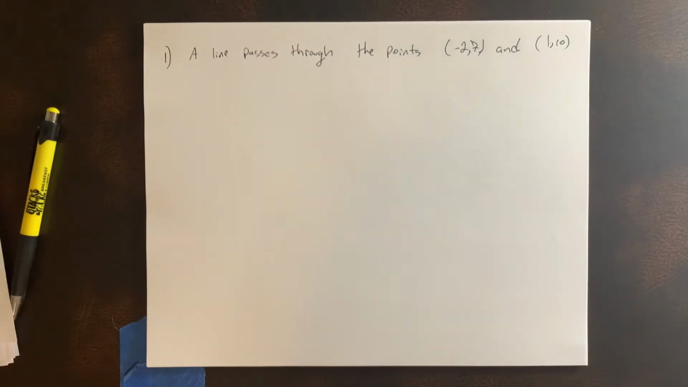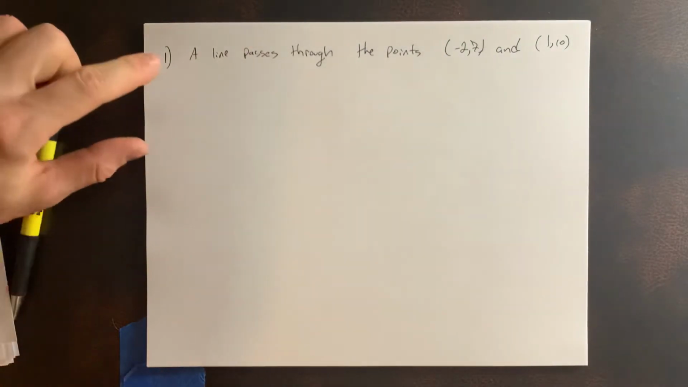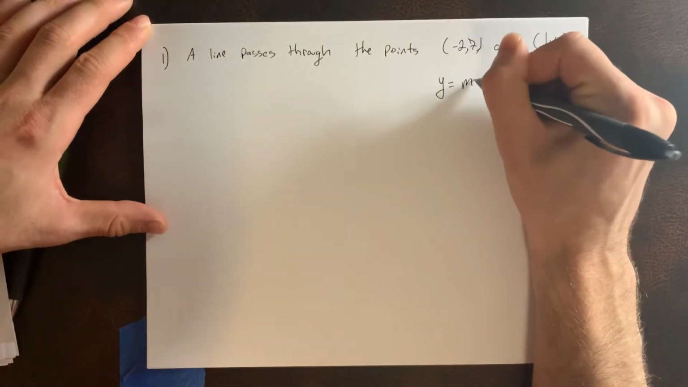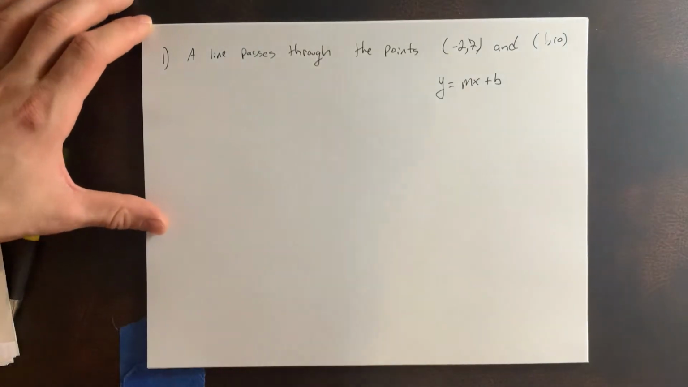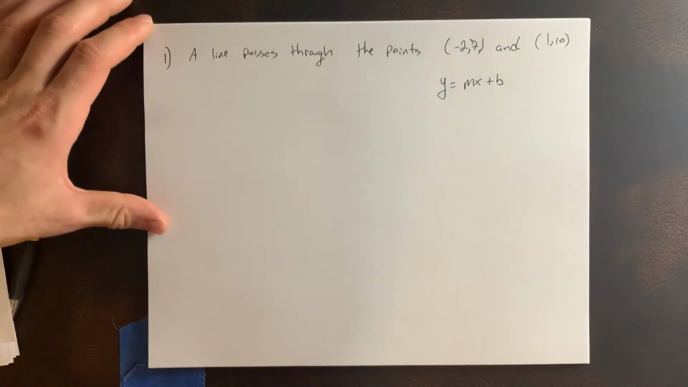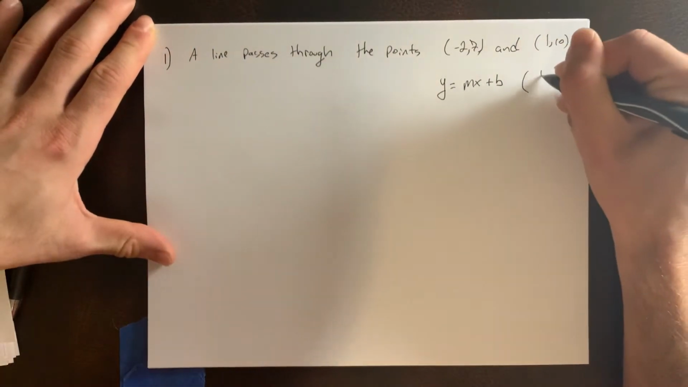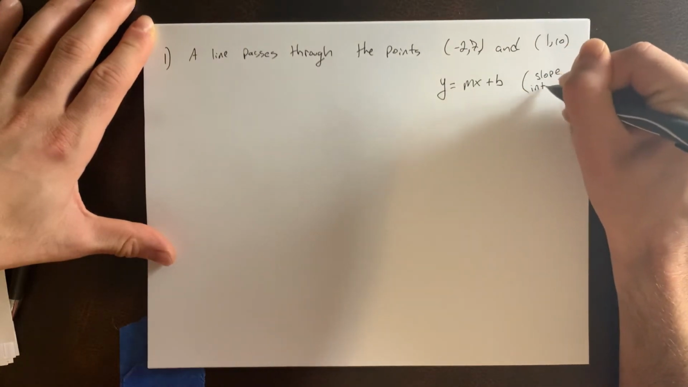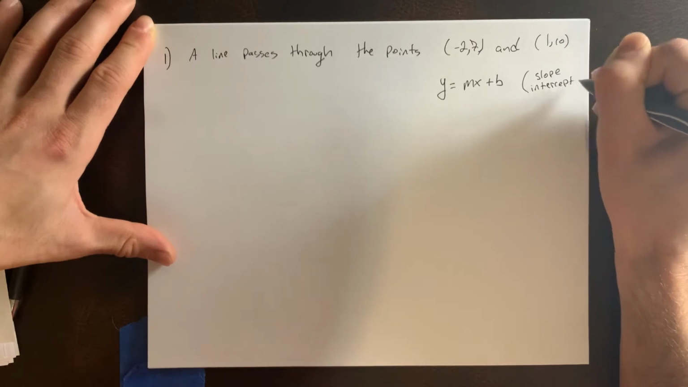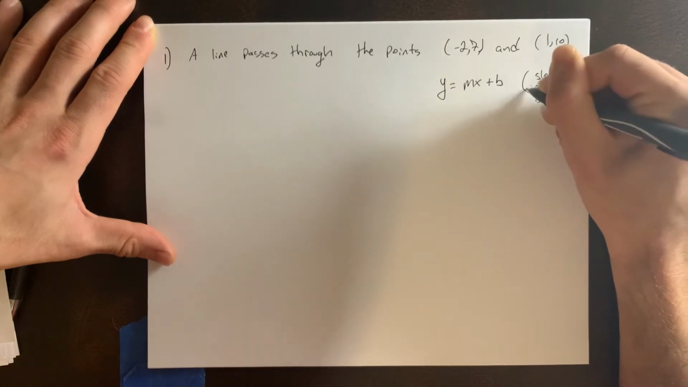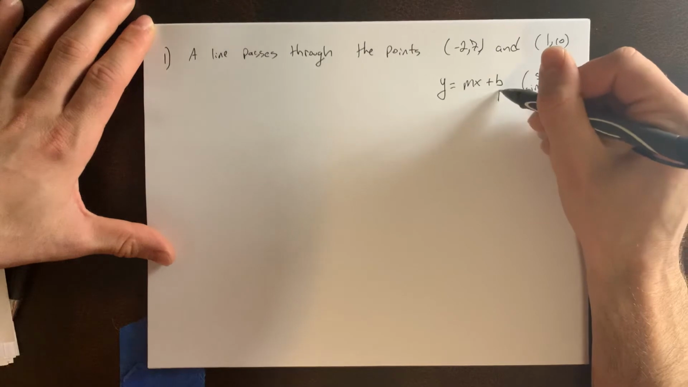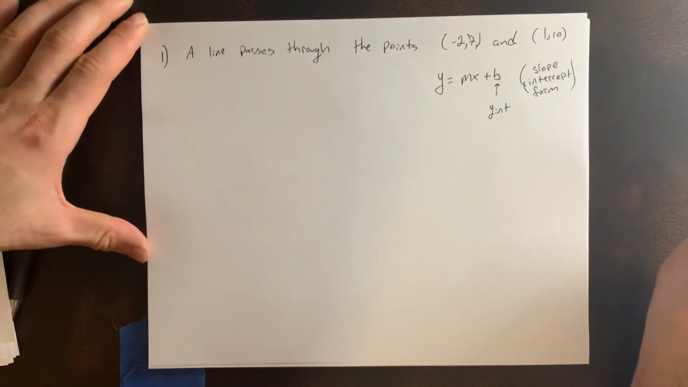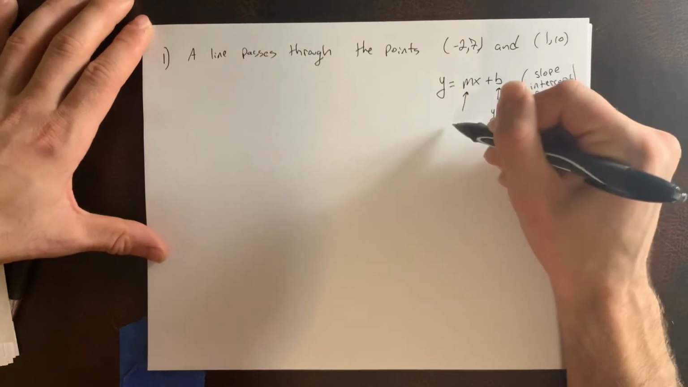Before we start this, one thing we need to know: what is the equation of the line? The equation of the line is y equals mx plus b. This is also called slope-intercept form. The reason it's called that is this b right here is the y-intercept, the same y-intercept from the last video. And this m right here is the slope.